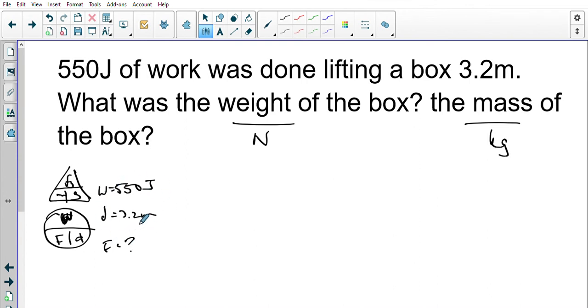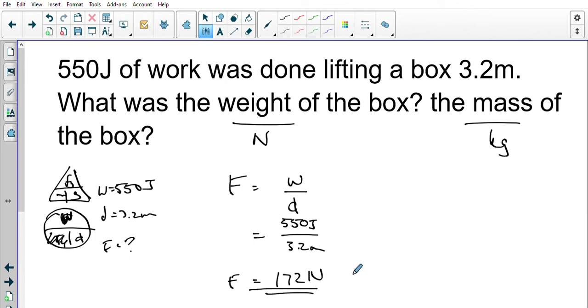Can we do this? Sure, we've got this here. With force, it's like covering this up. So our force, our weight, is going to be our work divided by our distance. Our work, 550 joules. What's our distance? 3.2 meters. So the force, 550 divided by 3.2, that's 172 newtons. And this represents the weight. That's the force of gravity that's acting on the object.